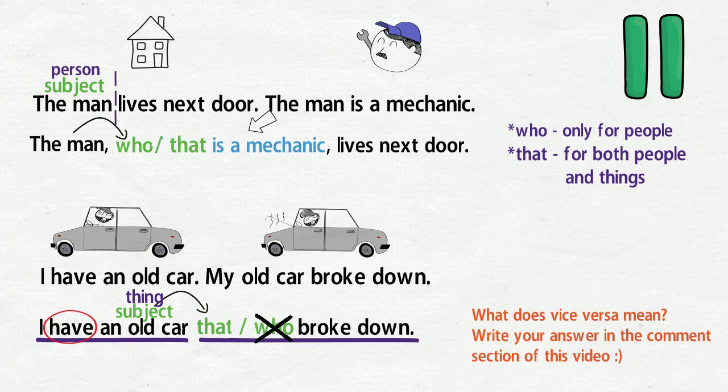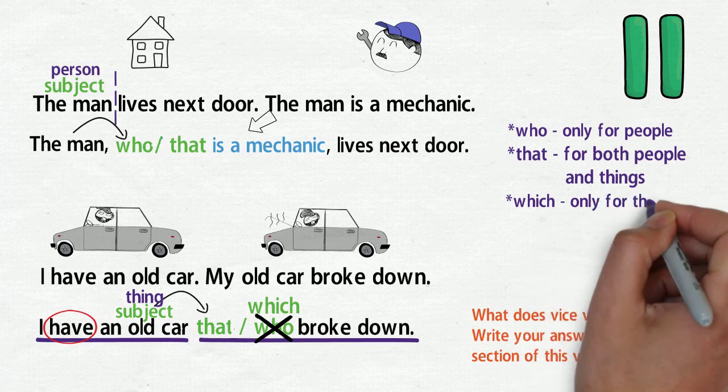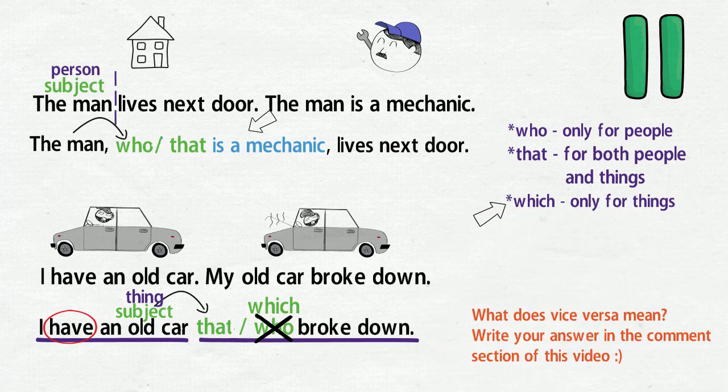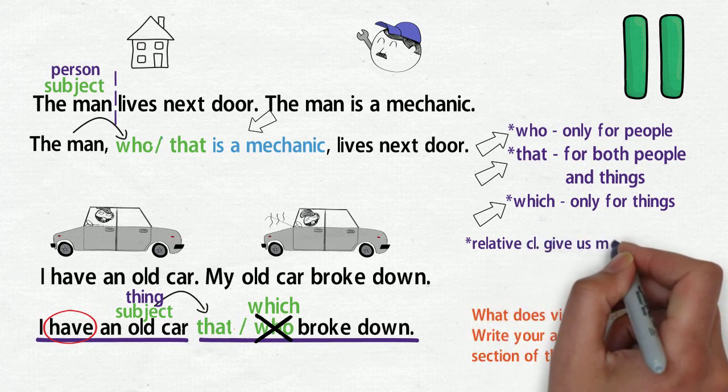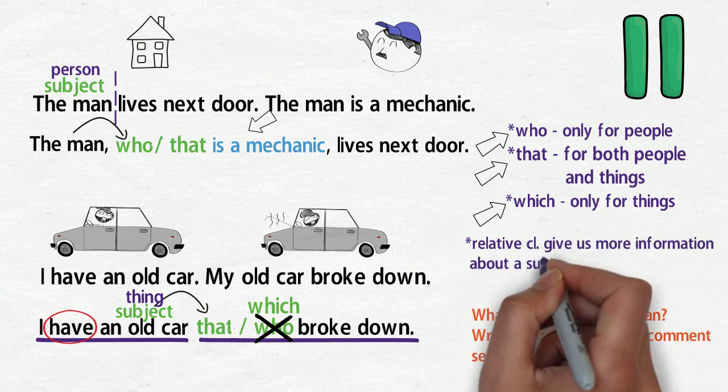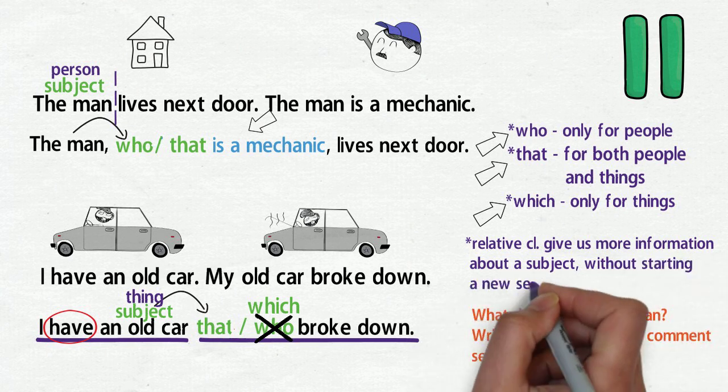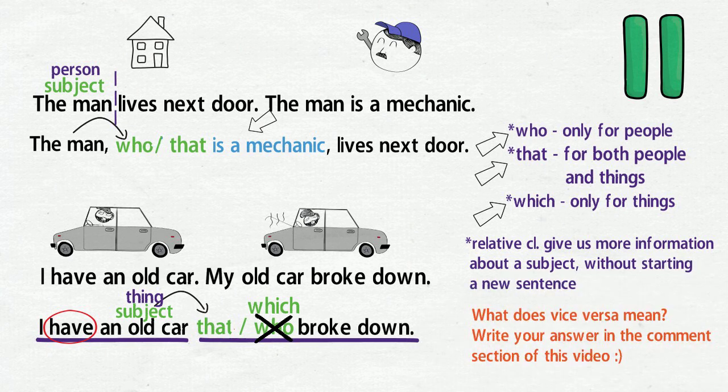If you want to replace the pronoun that with anything, replace it with the pronoun which. So remember, which can be used only for things, and who can be used only for people. On the other hand, that can be used for both options. And from all of this, we can conclude that we use relative clauses to give additional information about something without starting another sentence. And that ends part 1 of relative clauses.